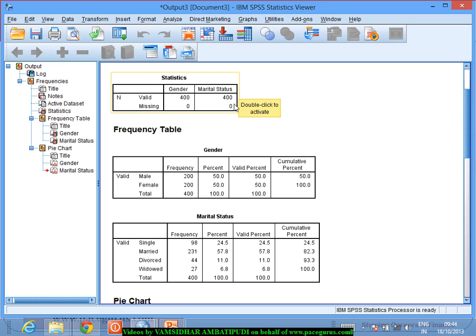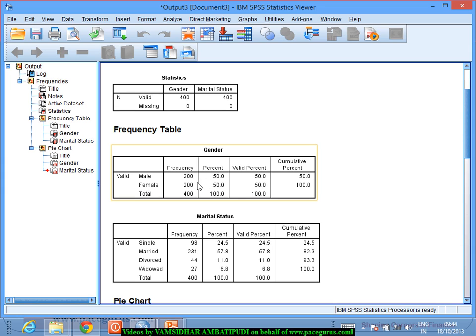Similarly, when it comes to marital status also, all the 400 records have the marital status and there is no missing value. In case one or two values are missing, it will show like 398 here and 2 here, which means 2 people have not entered the gender, or probably 2 people have not entered the marital status. Something like that will be shown in case our data does not have an entry corresponding to those variables for 1 or 2 records.